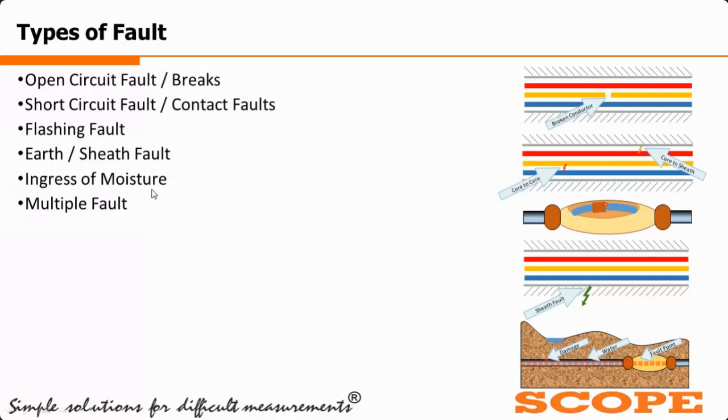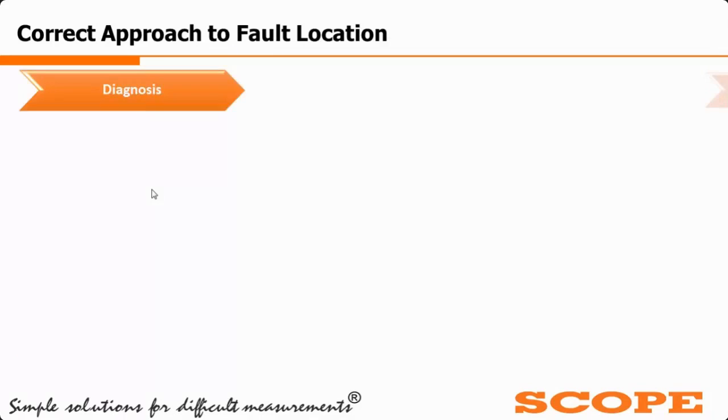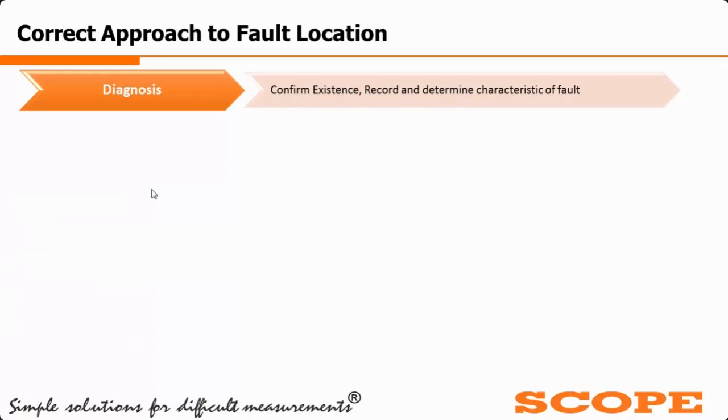So now, one by one, we will see how we can locate the faults in underground cables. We always have to keep in mind that we have to follow these steps one by one only. We do not have to skip any step, because if we skip these steps, it will result in maximizing the fault location time. So the first step in cable fault location is the diagnosis.